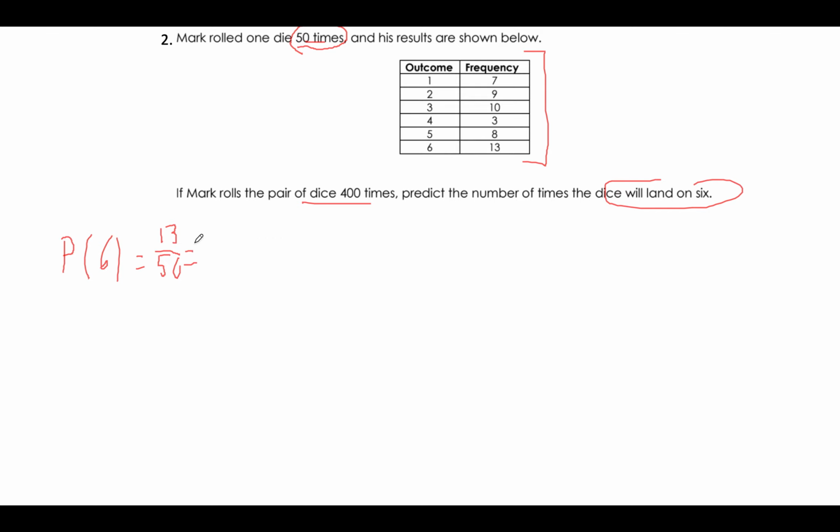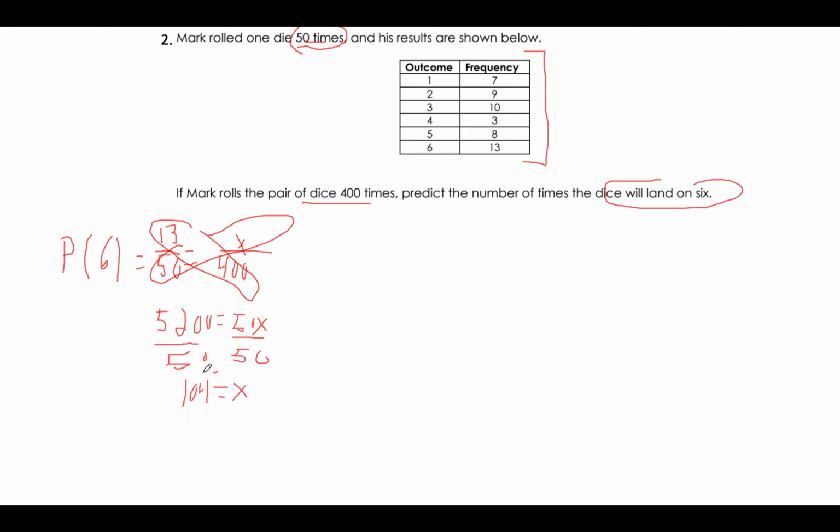We're going to set that equal to, we had 400 rolls of the dice. We'll see how many times it lands on 6. So that's going to be x right there. So once again, we're going to cross multiply just like that. 13 times 400 is going to be 5,200. And set that equal to 50x. Divide both sides by 50 to solve for x. 5,200 over 50, we're going to have 104 is equal to x. Awesome, 104 is going to be equal to x right there, and that's how we're going to solve that problem. We predict that it will land on 6 104 times.